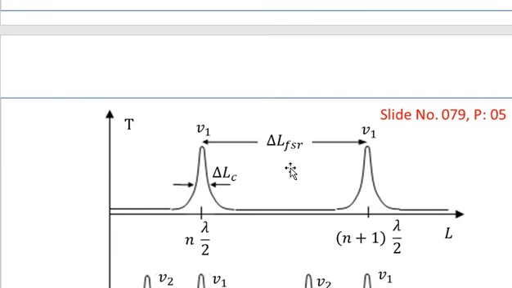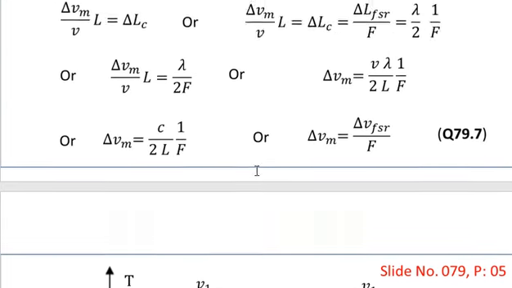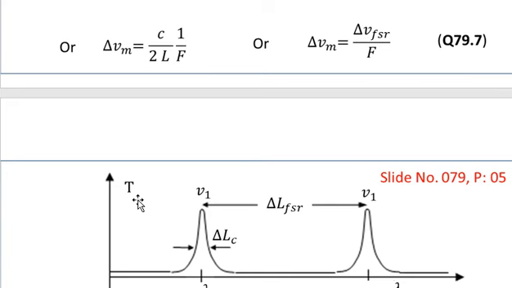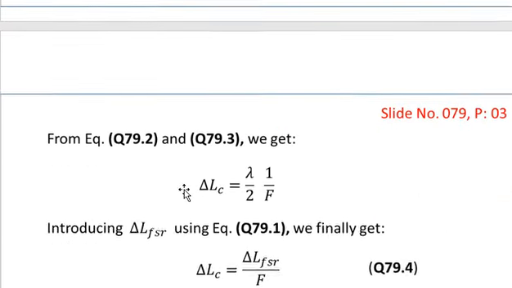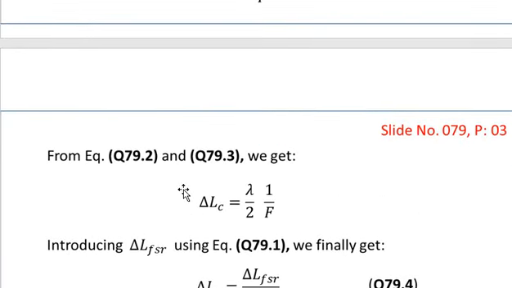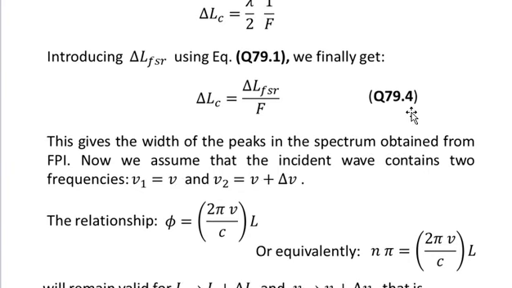And here in the first diagram, the one at the top, we are using an input beam containing only a single frequency nu1, and capital T is the power transmission of the Fabry-Perot interferometer. Okay, so we have obtained equation number 4. This gives the width of the peaks in the spectrum obtained from the Fabry-Perot interferometer.